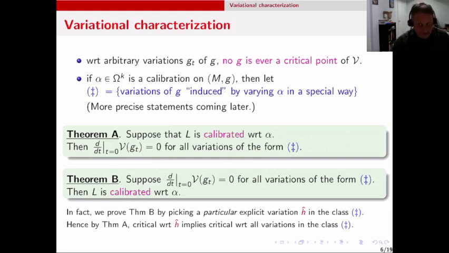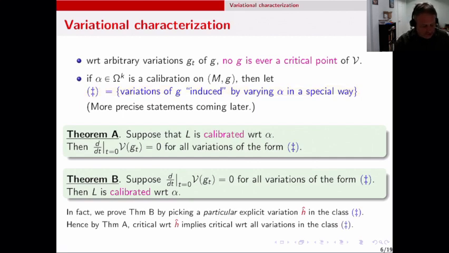So we talked about roughly what the two theorems are that we're going to see. We're going to basically characterize being calibrated as saying that calibrated means that it's critical with respect to variations of the ambient metric. The volume functional is critical with respect to variations of the ambient metric upstairs in a certain special class of metric variations that are somehow obtained by varying the calibration form.